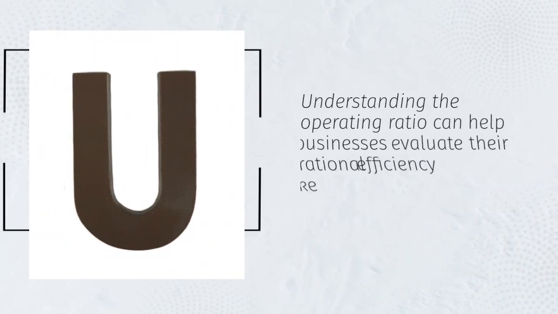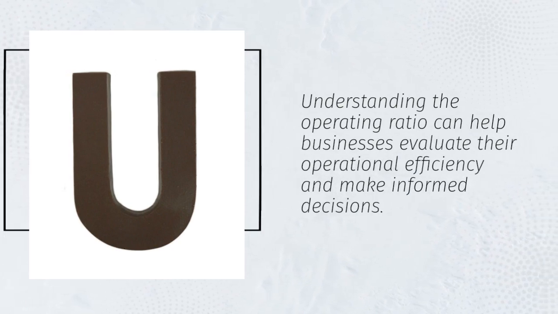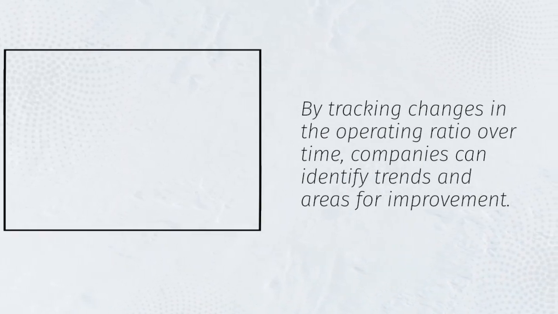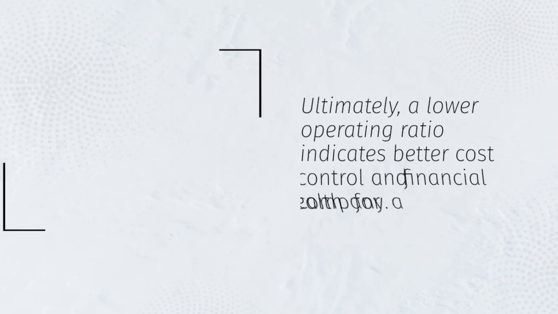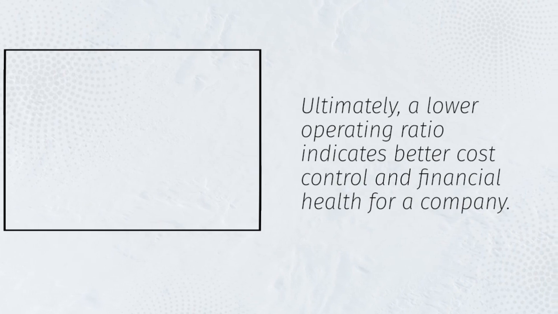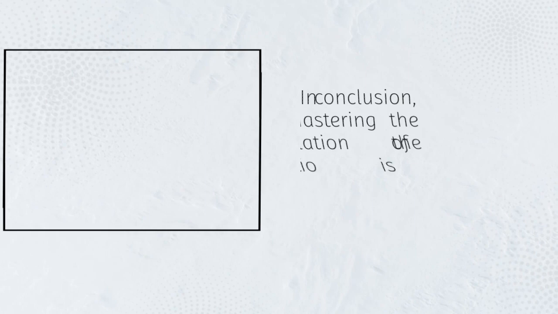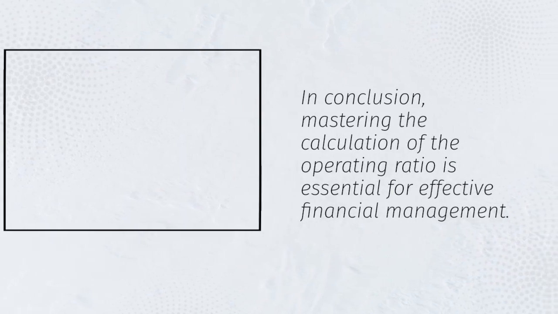Understanding the operating ratio can help businesses evaluate their operational efficiency and make informed decisions. By tracking changes in the operating ratio over time, companies can identify trends and areas for improvement. Ultimately, a lower operating ratio indicates better cost control and financial health for a company. In conclusion, mastering the calculation of the operating ratio is essential for effective financial management.